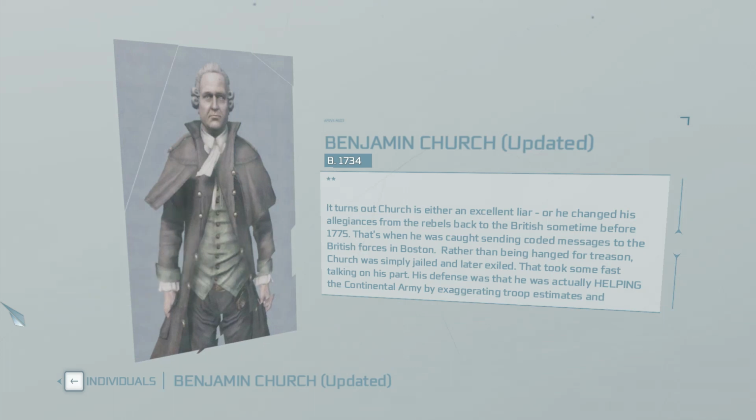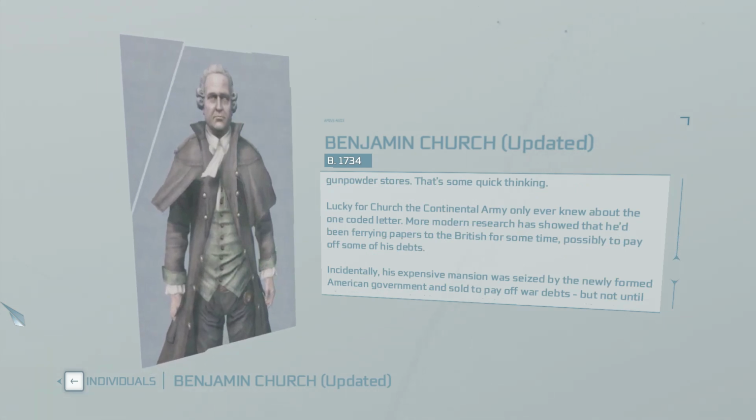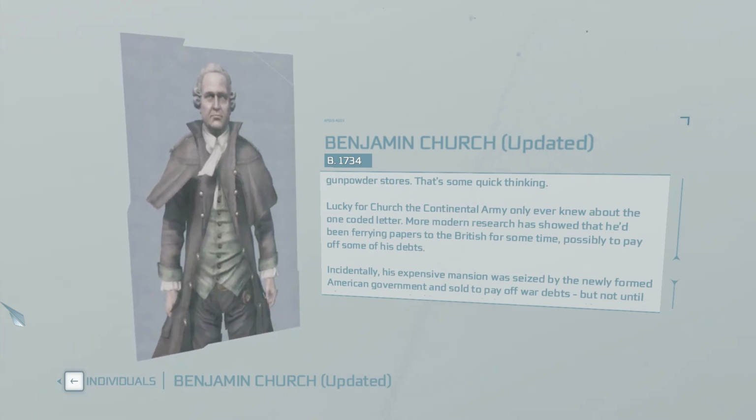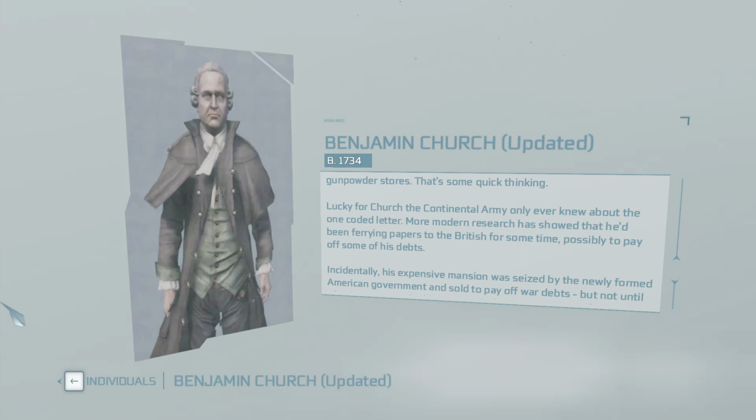His defense was that he was actually helping the Continental Army by exaggerating troop estimates and gunpowder stores. That is some quick thinking. Lucky for Church, the Continental Army only ever knew about one letter. More modern research has shown that he'd been ferrying papers to the British for some time, possibly to pay off his debts.